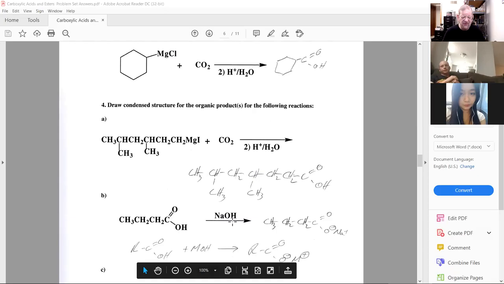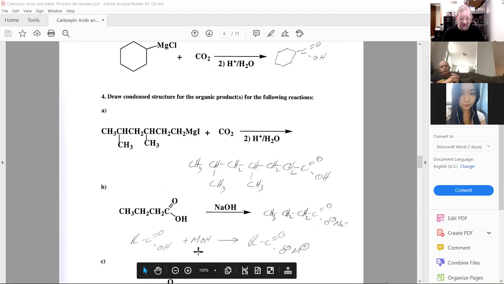I did it again. Notice 4A, I have a big, scary R group, but it's a Grignard. And you add one more carbon with the carbonyl and hydroxyl group to the big, scary R group, which isn't that scary.